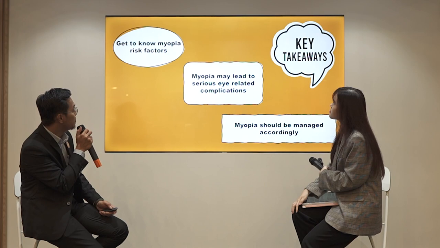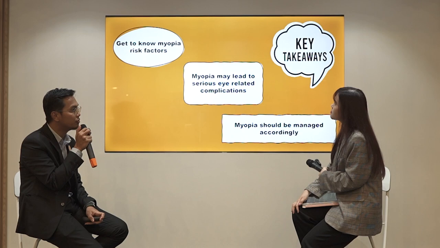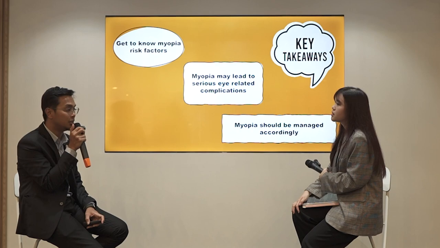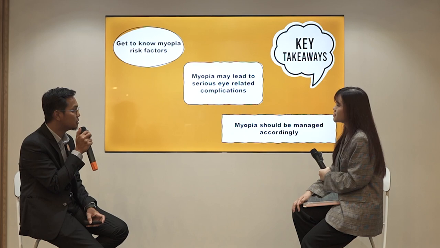Then myopia may lead to serious eye-related complications. As I mentioned, you have the risk of myopic maculopathy, the risk of cataract, the risk of retinal detachment. So make sure you know why you need to manage the myopia. And lastly, myopia should be managed accordingly.